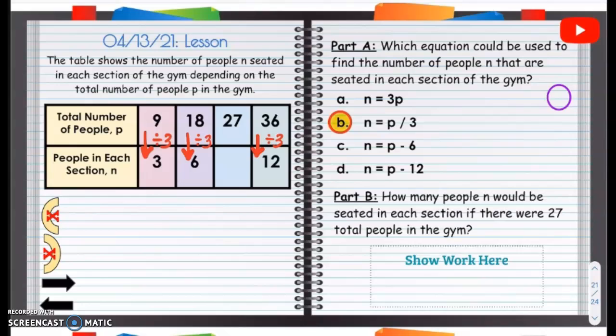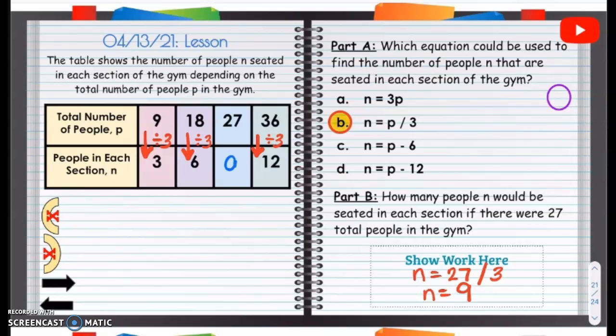Now, part B, we're going to figure out this value. So how many people, or N, would be seated in each section if there were 27 total people in the gym? All we have to do is N is going to equal 27 divided by 3. Well, 27 divided by 3 is going to be 9. So all that you have to put here is 9.